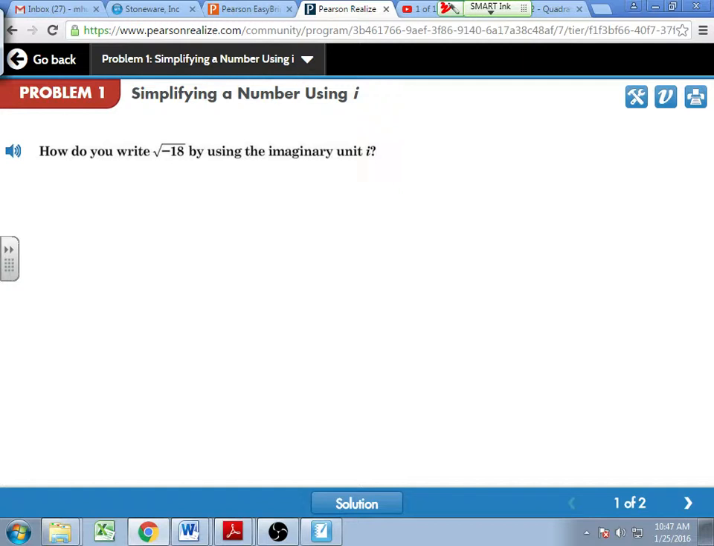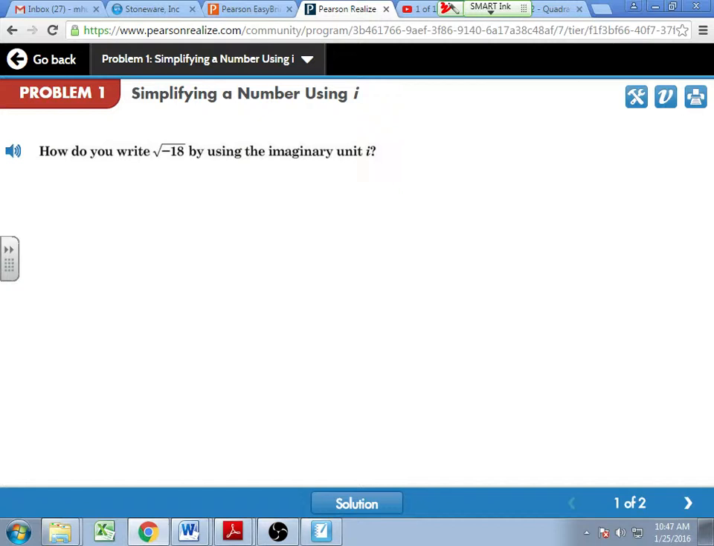So when we look at approximating radical negative 18, we want to re-express it. We want to use the imaginary unit I. The first thing I'm going to do, Leon? 3i radical 2. Oh, first thing we do is break it apart. We do not jump right to the answer.